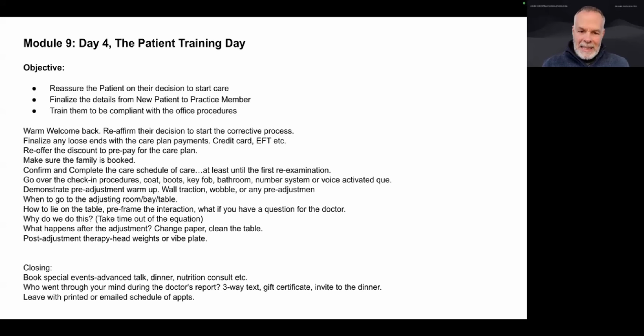We're going to finalize the details from the new patient to now a practice member. And this is the big difference. So day 4 is the transition. It's the jump from taking them from that new patient who's just gone through day 1, day 2, day 3 to now they become a full-fledged practice member. And we're going to train them to be compliant with all of the office procedures.